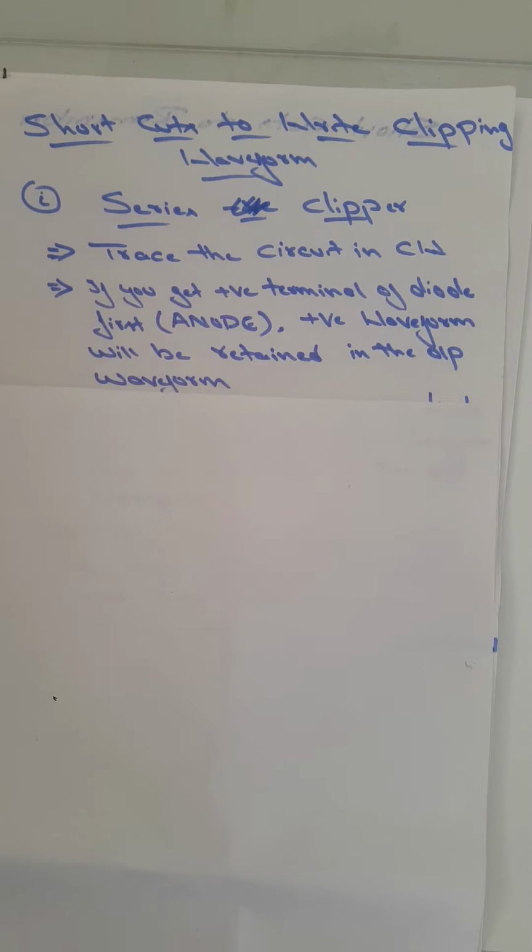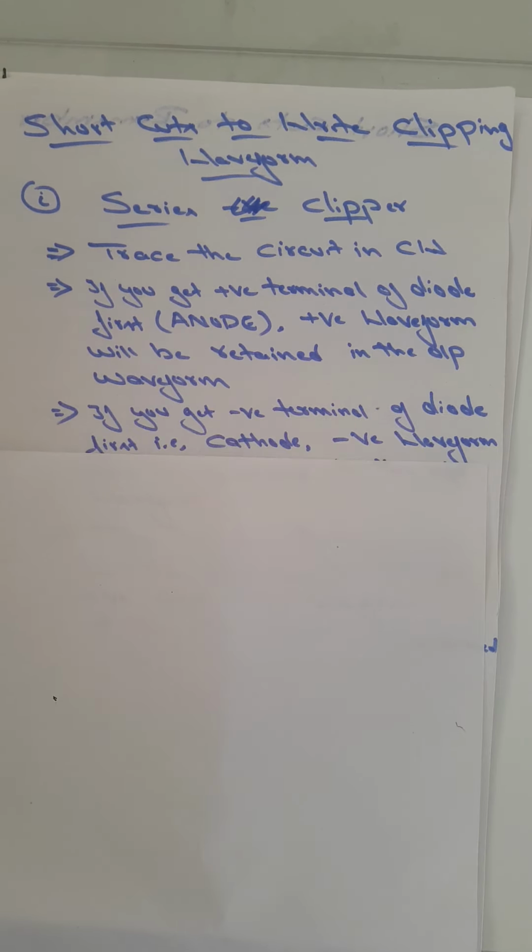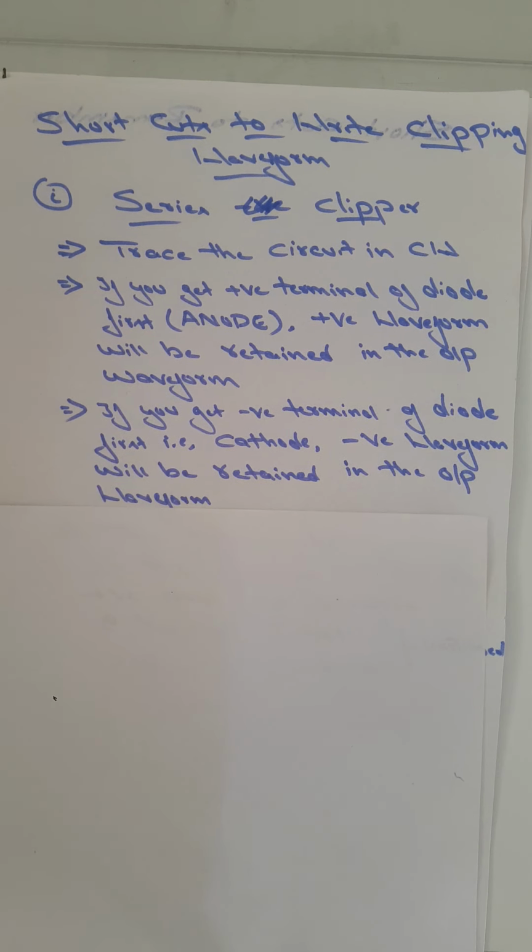The next step: while tracing, if you get the positive terminal of the diode, which is nothing but the anode, then the positive waveform will be retained in your output waveform. It means the negative portions will be clipped. What if you get the negative terminal of the diode first, the cathode? It means the negative waveform will be retained in the output waveform. It means it is a positive clipper.